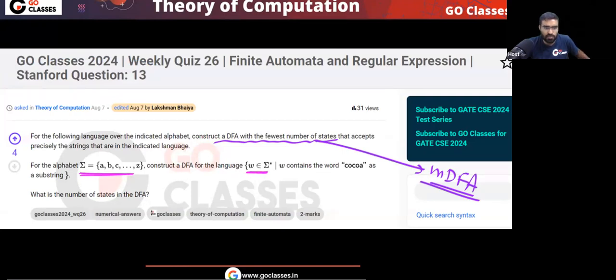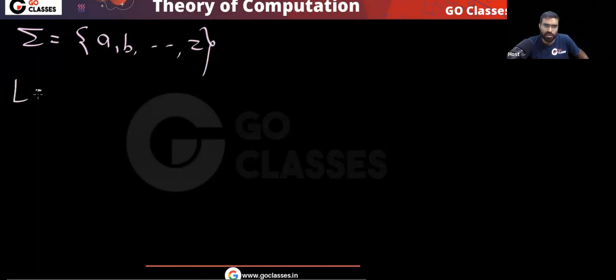W is a string over sigma. This is your sigma. So W is a string over all these symbols A to Z. W contains the word COA as a substring. So this is the question. Can you write the regular expression for this? Remember, your alphabet is A to Z. This is your alphabet. And what is your language?